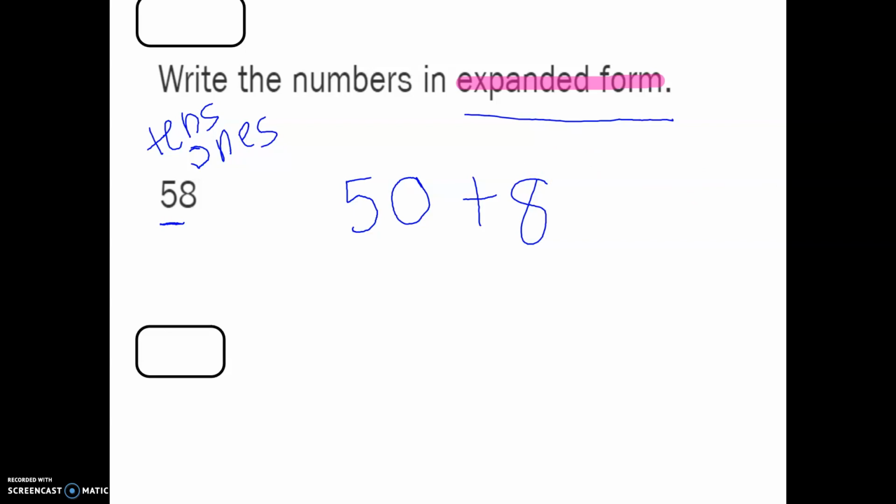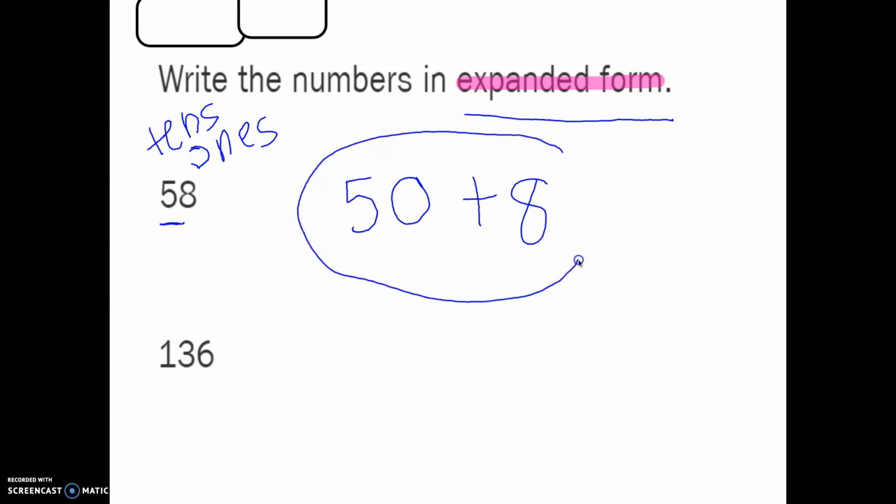Now get out your whiteboards and your marker and your eraser, and I want you to try this one, 136. I want you to write it in expanded form. This is an example of expanded form where we are taking the place values and separating them. So in 136, we've got a number in the ones place, we've got a number in the tens place, and we've got a number in the hundreds place. So this is a 3-digit number.